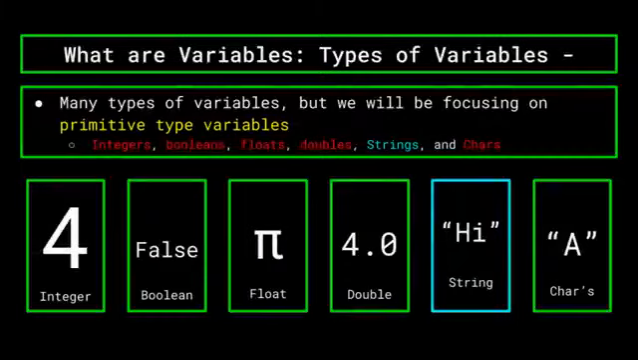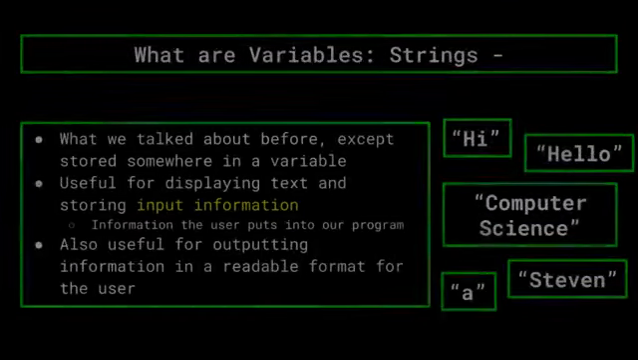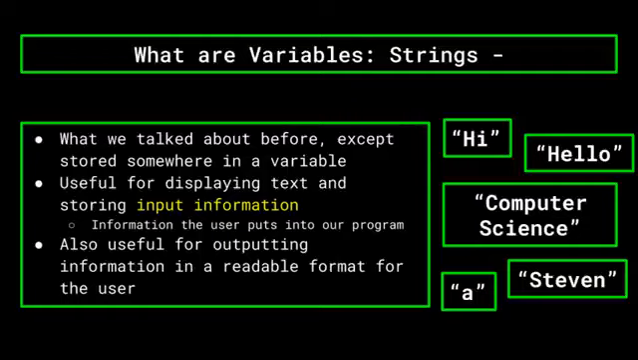Up next we have string variables, which are like the strings we've talked about beforehand, except stored somewhere in a value. String variables can store strings of letters, which are just words and sentences. Strings are useful for displaying text and storing input information. Strings can also be concatenated together to form combinations of string variables and pre-written strings. This can be very useful for outputting information in a readable format for the user.